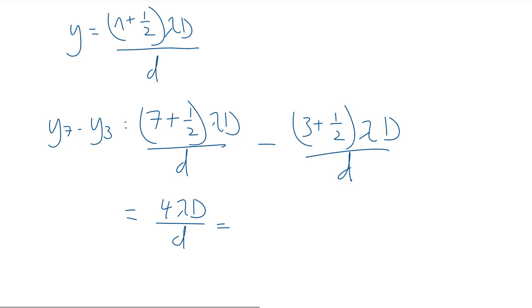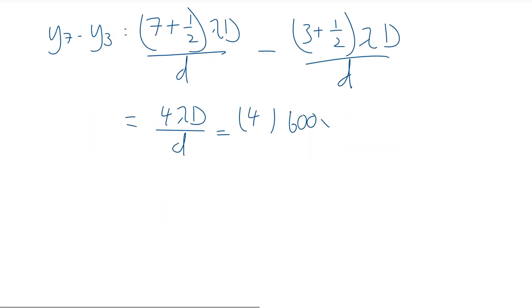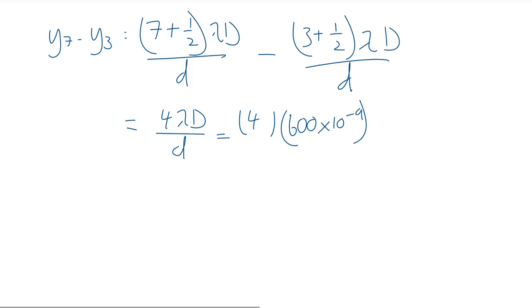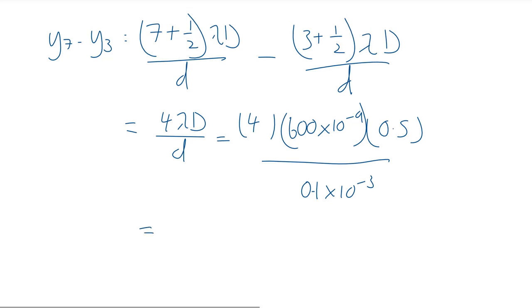Now, finally, we can finish this up by putting in what we know. 4 multiplied by the wavelength of the light, which we are told is 600 nanometers, or 600 multiplied by 10 to the minus 9 meters, multiplied by capital D, the distance between the slits and the screen, which we are told is 50 centimeters or 0.5 meters, divided by the slit separation small d, which again we are told is 0.1 millimeters or 0.1 multiplied by 10 to the minus 3 meters.